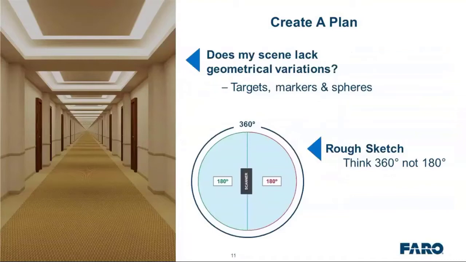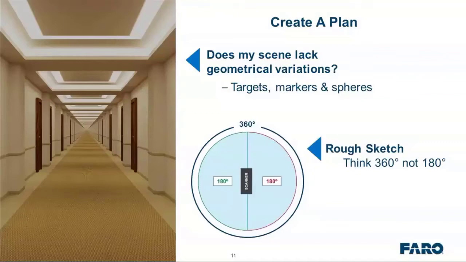Ask yourself while you're doing your walkthrough, does my scene lack geometrical variations? Sometimes I get asked, well, what does geometrical variations mean? What is that geometrical pattern? Well, if you look at the photograph I have displayed here, this is a very long hallway that looks the same on both sides. There's nothing that looks different in the entire hallway. So when you look at that, you have to understand that the scanner needs to have a disruption in that geometrical variation if you plan on having the software automatically register your scans once you get into the software.